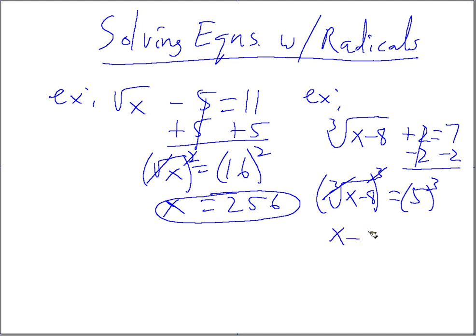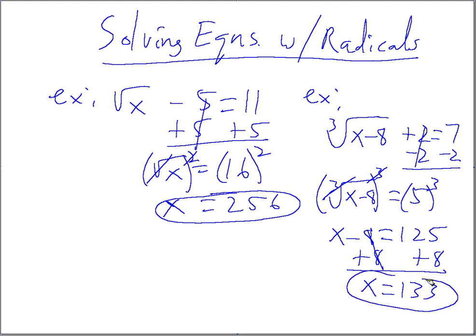So we're going to have x minus 8 equal to what? 5 cubed is 125. And then we can just add 8 to both sides to finish the problem. All right, no big deal. So x will be equal to what? 133 in that situation.